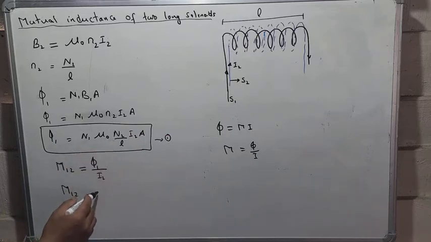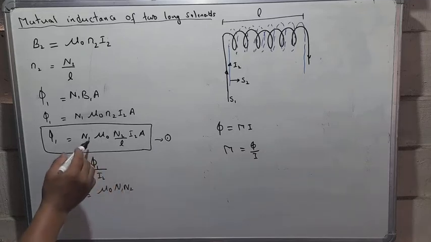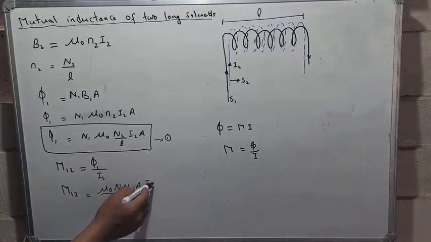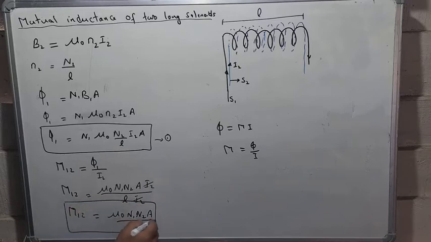you substitute this value, which is mu naught N1 N2 A I2 upon L. And with this I2, you can write it here. Now this I2 cancels, so the mutual inductance of the first solenoid with respect to the second solenoid becomes like this. Alright, so this is my equation number 2.